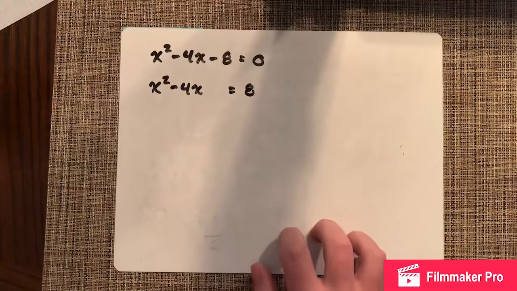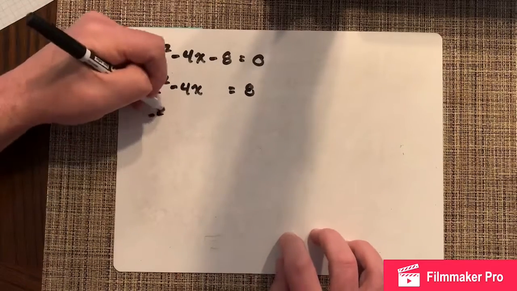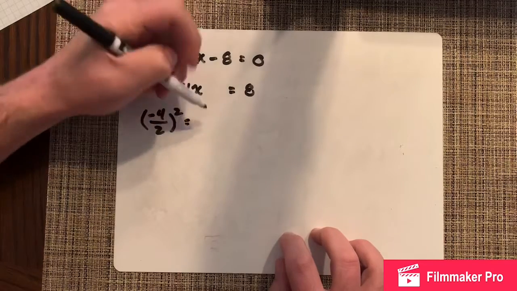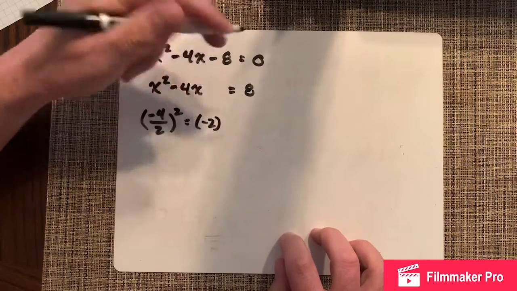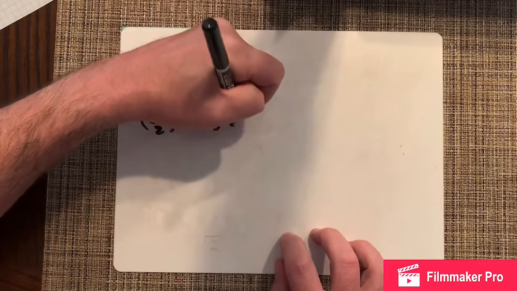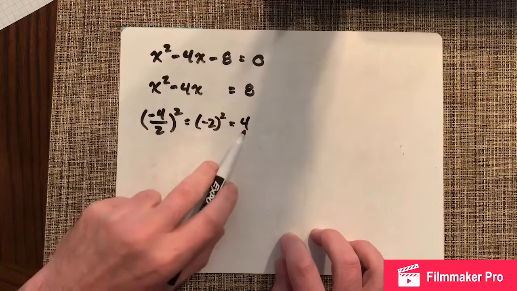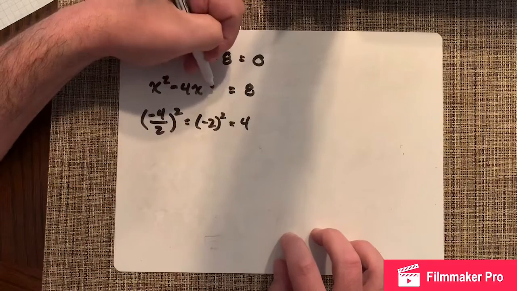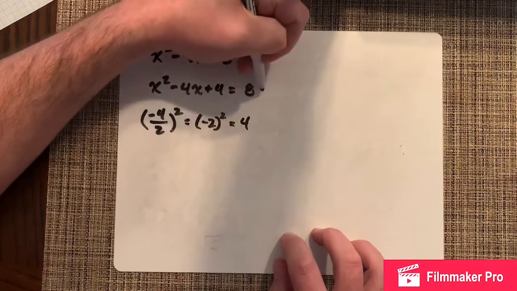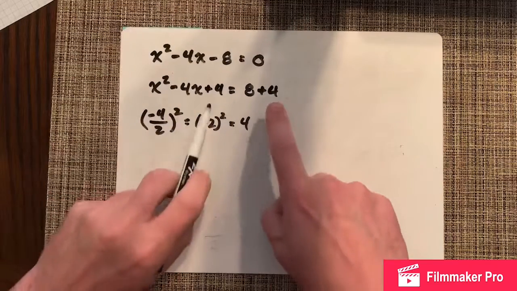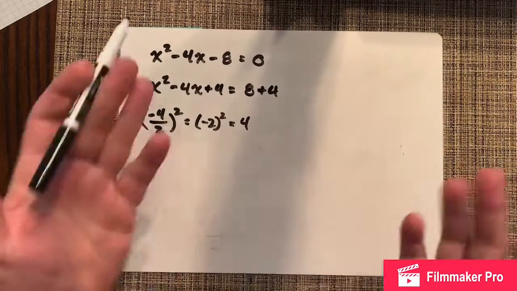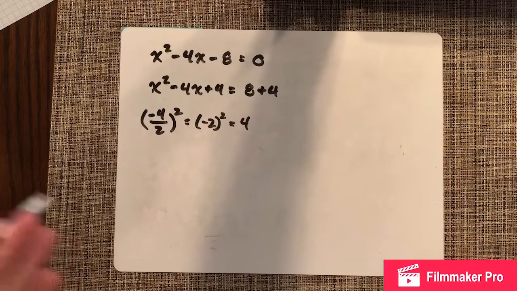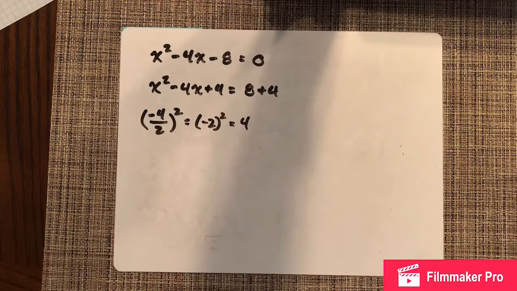Okay, so now I'm gonna do my completing the square trick. Negative 4 divided by 2 squared equals negative 2 squared equals 4. That's the number that goes here and on the other side to balance it out. So now I'm gonna have a plus 4 here and a plus 4 there. So again, why do I have to add it to both sides? Because you always have to keep that equation balanced. Otherwise, if it's unbalanced, then you're gonna get a different solution and it's a different equation.